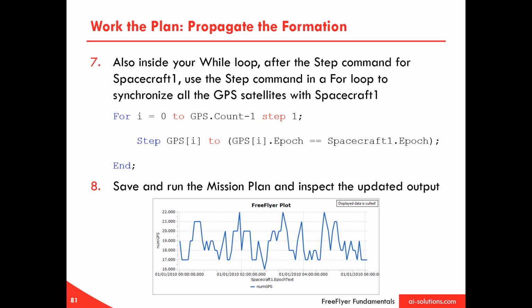Before running the mission plan again, we'll also need to add a step command to synchronize all of the GPS satellites with the epoch of spacecraft 1. In this example, we're using a for loop to loop over all of the GPS satellites and synchronize their epochs to spacecraft 1's epoch. Once you've added this inside the while loop, then save and run the mission plan again.